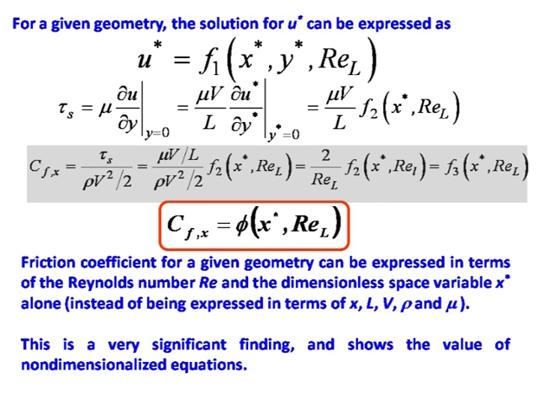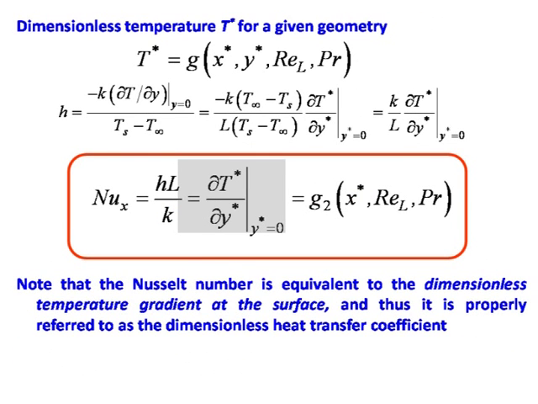Cf is nothing but the non-dimensional wall shear stress, that is equal to 2 by Re of x. Basically, what am I doing here? Here also I have taken the derivative of temperature with respect to y and evaluated it at y equal to 0 or y star equal to 0. So, this derivative no longer is a function of y star; it is going to be some g2 function of x star, Re and Pr. Now, all the correlations in the world that have come for forced convection, this has to be the functional form. Nusselt number is going to be a function of the local Reynolds number, which involves the position x star, and the Prandtl number associated with the fluid.